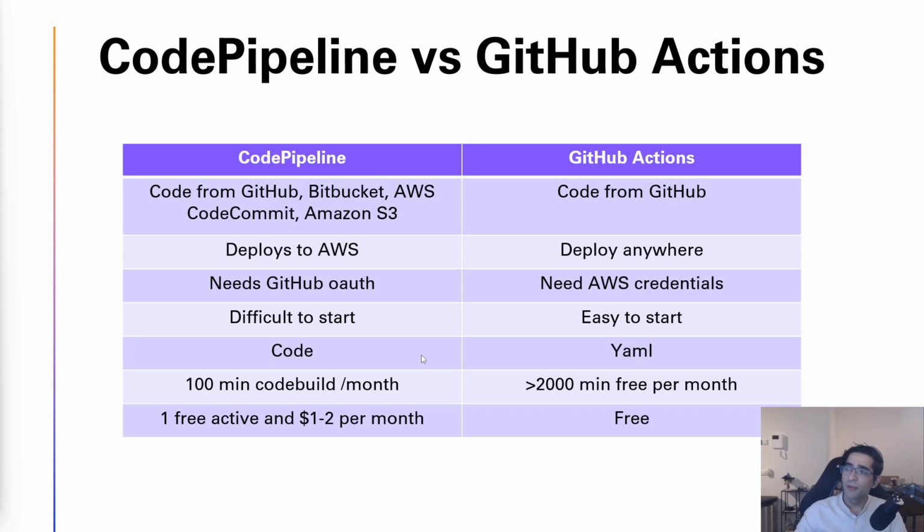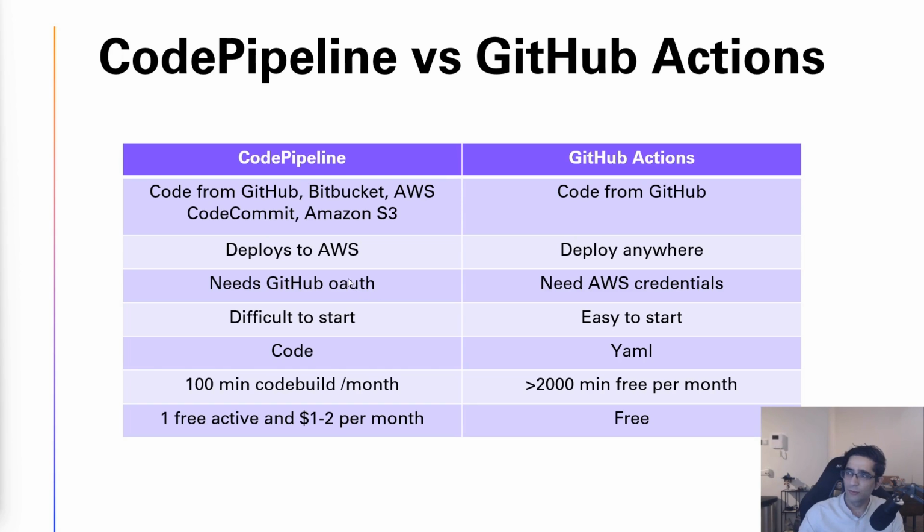So let's start with comparing CodePipeline with GitHub Actions. I made a schema here and let's start at the top. The first line is for inputs. As you can see, with CodePipeline, you can have code from GitHub, Bitbucket, AWS CodeCommit, or Amazon S3. And if you want to use GitHub Actions, you can only use code that's on GitHub.